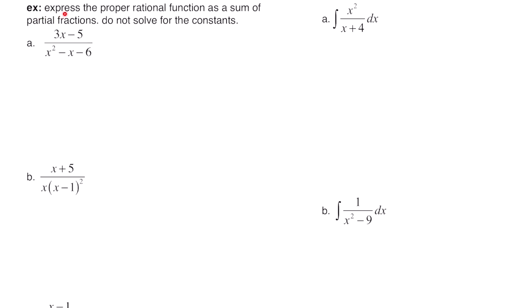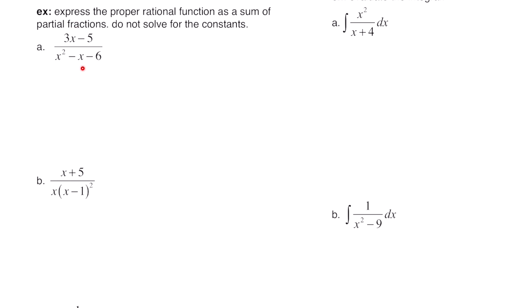This example says, express the proper rational function as a sum of partial fractions. Do not solve for the constants. So this is going to be a proper rational function because the degree of the numerator is less than the degree of the denominator. Again, the degree of the numerator is going to be 1 because that's the power of this x, and the degree of the denominator is going to be 2 because that's the power down here. So next we're going to express this fraction as a sum of partial fractions.